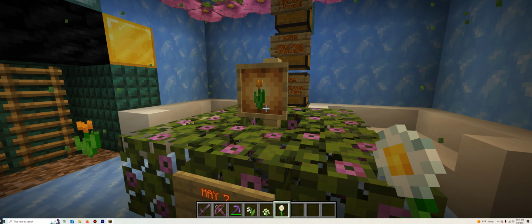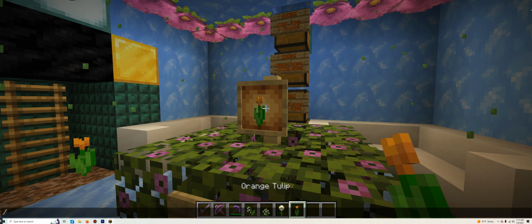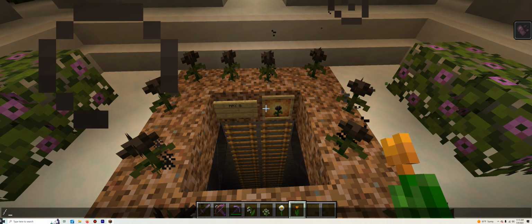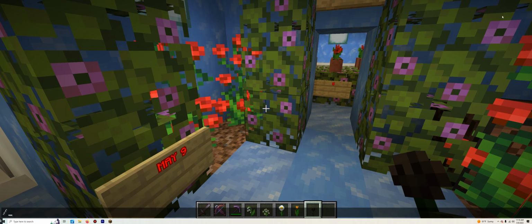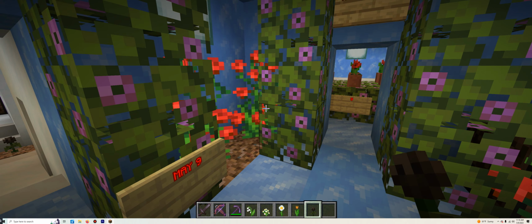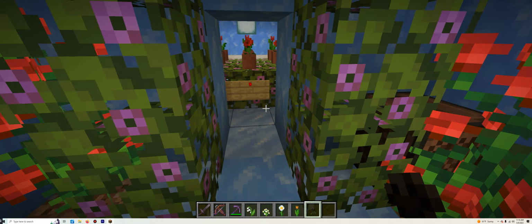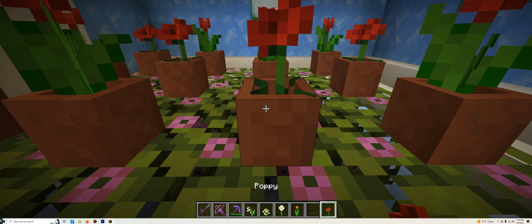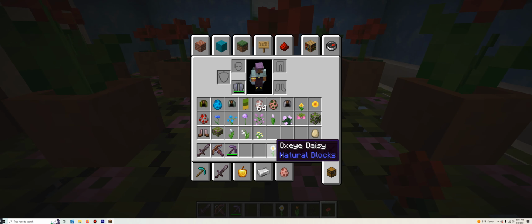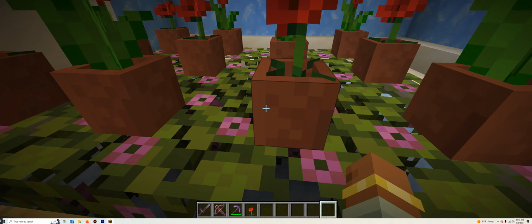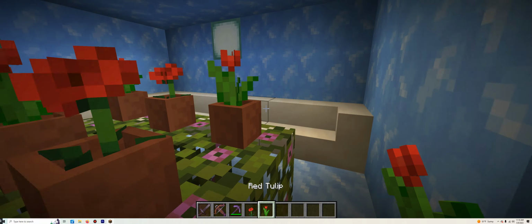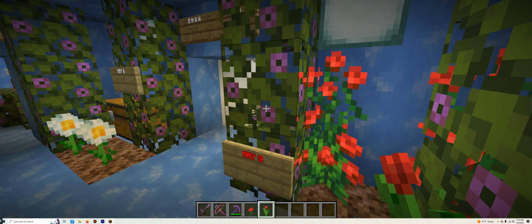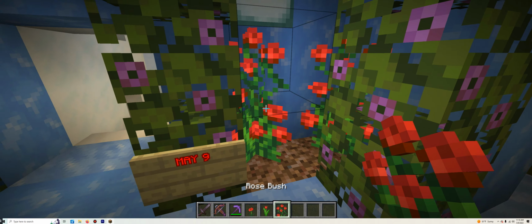For May 7th, we only have one item, the Orange Tulip. For May 8th, we also only have one item, the Wither Rose. And even though this is the day the event concludes, we still have a few items to get for May 9th. Such as the poppy. We're also going to clear my inventory one last time, and we have just enough room to claim the rest of these items, such as the red tulip, and lastly but not least, the rose bush.